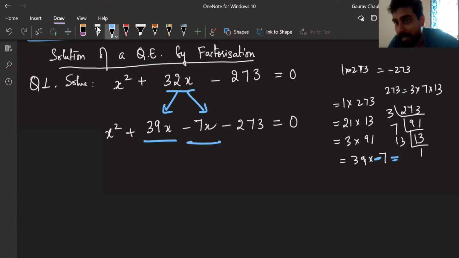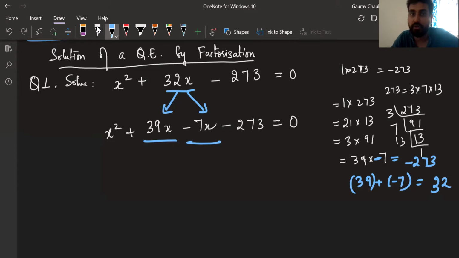So this also, I have to take one of them as minus, right? Because the number is this. So I'm going to get minus 273. And when I add 39 plus minus 7, I'll get 32. So this is my choice here. Okay. Are we able to recall what the choice is here?